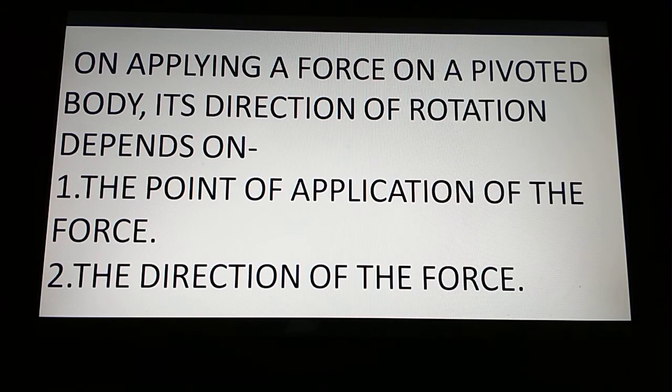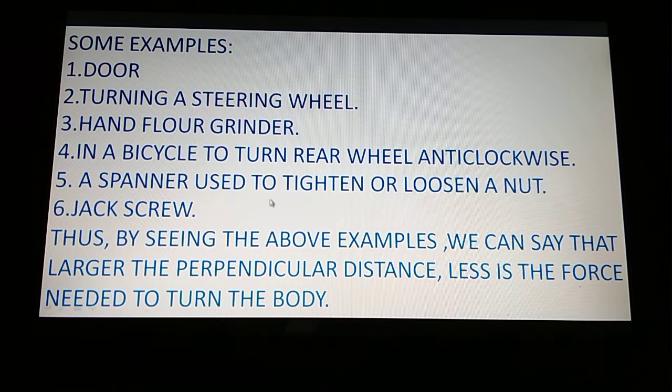On applying a force on a pivoted body, its direction of rotation depends on two factors. First is the point of application of the force, and second is the direction of the force. That means the way we put the force on the body, and in which direction we put the force. Okay, then our next is examples. So first example is door.